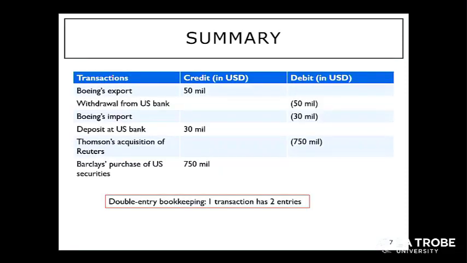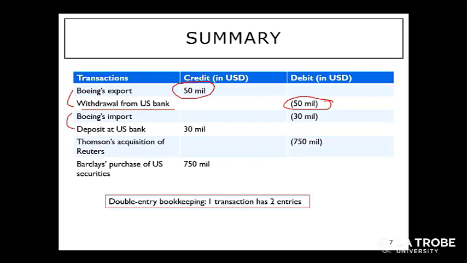To summarize, for the first transaction, when Boeing sells an airplane to Japan Airlines, because we're exporting, we have a positive cash flow here that we record as a credit. And because this is double entry bookkeeping, we have to record another transaction, which is a withdrawal from a US bank of $50 million, right? This is when Japan Airlines withdraws their money from a US bank to pay Boeing, okay?